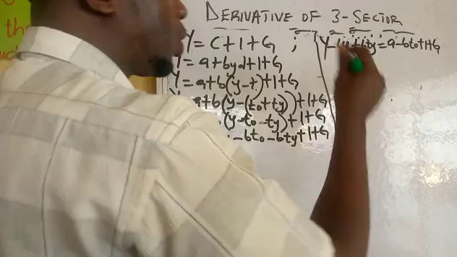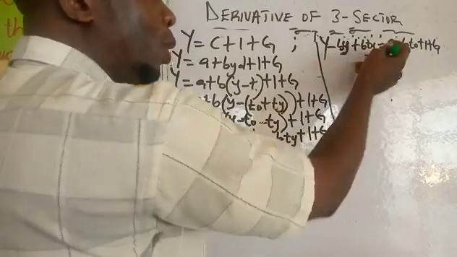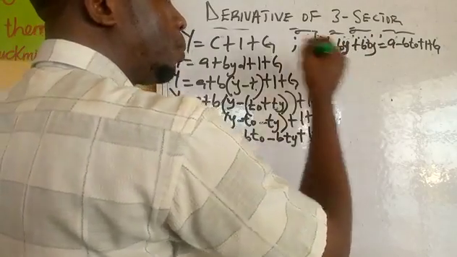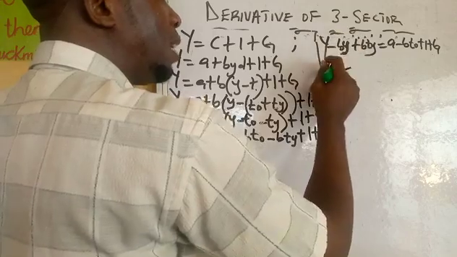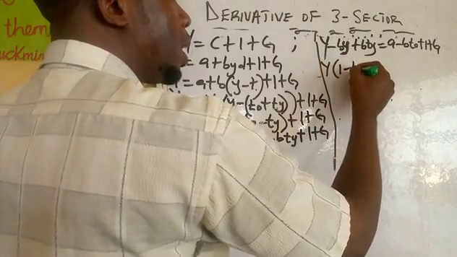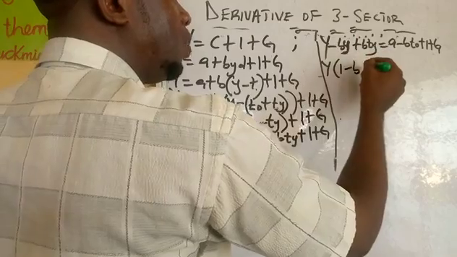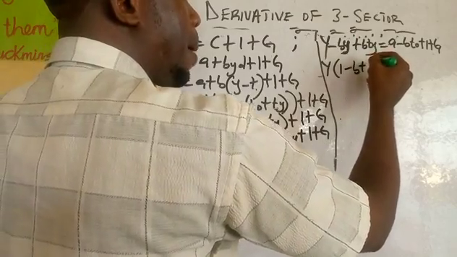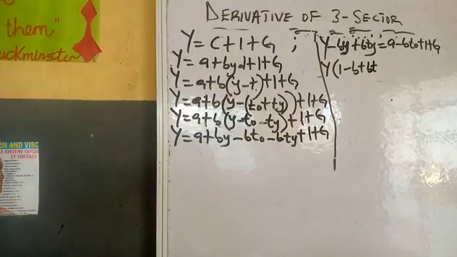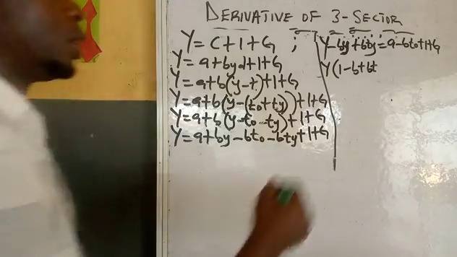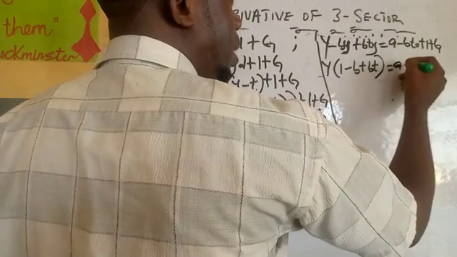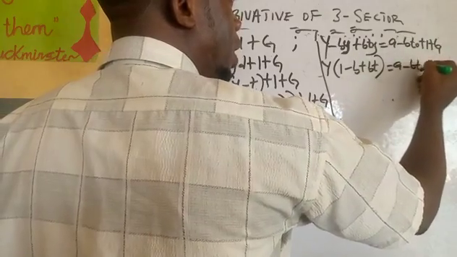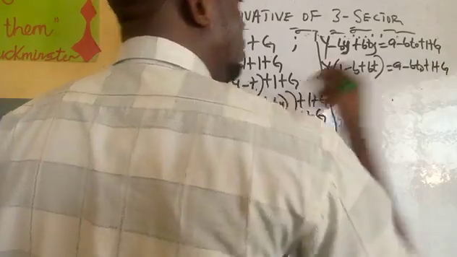Okay, so now we can factorize. You know how we factorize. What's common is y, bracket. Y in y gives us 1, minus by divided by y will give us what? Minus b. Bty divided by y will give us plus bt. Do you understand? So we close the bracket, equals, then all the items here: a minus bt naught plus bi plus g.